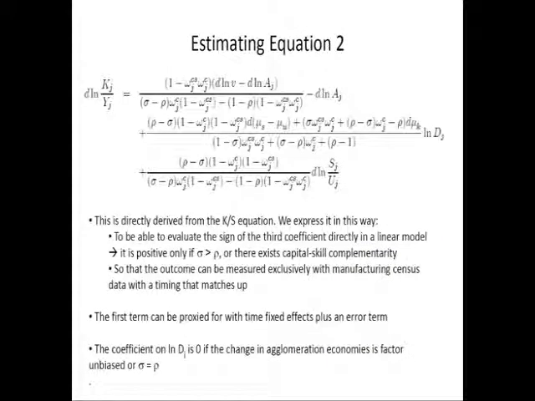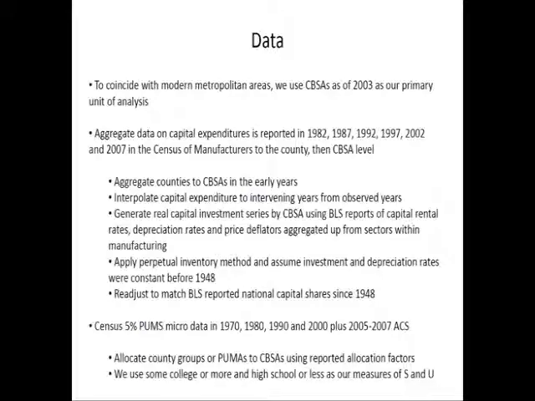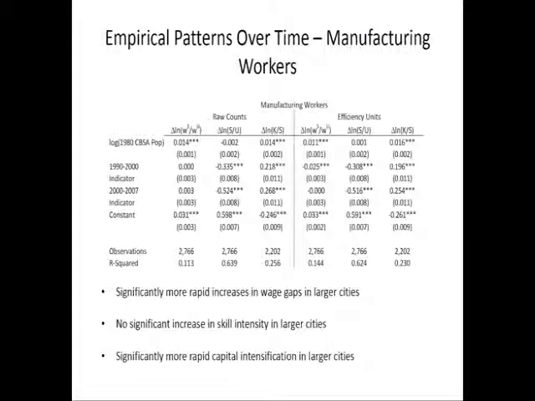I'll come back to this in a few minutes, and then we have a few other estimation equations which come out of this framework. Okay, and I'll come back to those in a second. So what we're going to do is use microdata for metropolitan areas on wages, and combine that over time with information about capital stocks from the Census of Manufacturers.